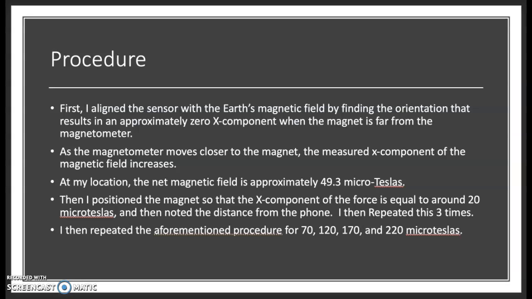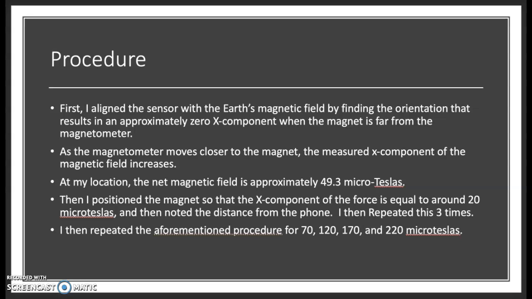First, I align the sensor with the Earth's magnetic field by finding the orientation that results in an approximately 0 x component in the magnetic field when the magnet is far from the magnetometer. As the magnetometer moves closer to the magnet, the measured x component of the magnetic field increases. At my location, the net magnetic field is approximately 49.3 microteslas.